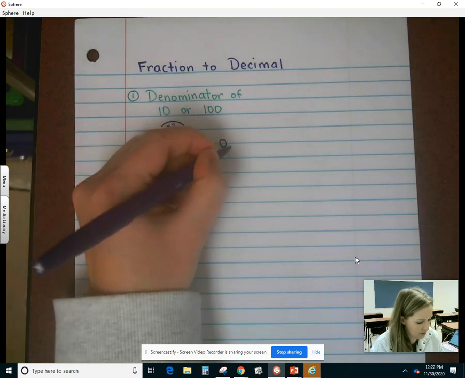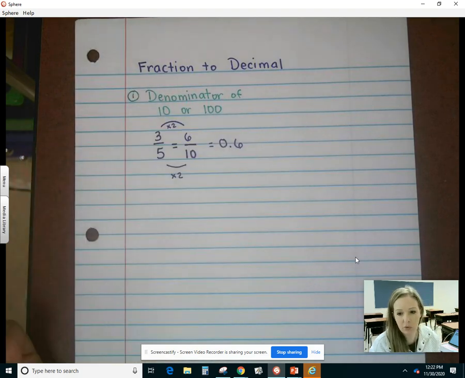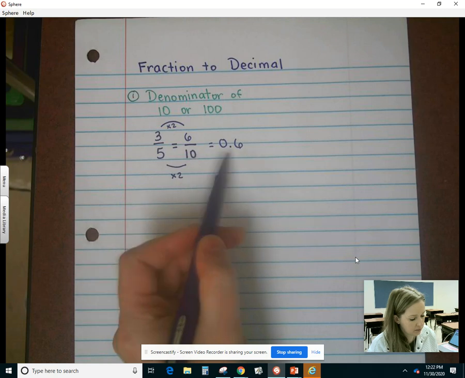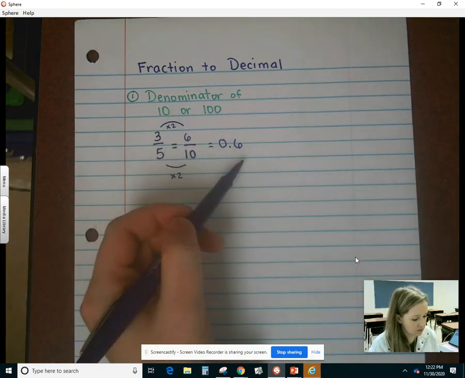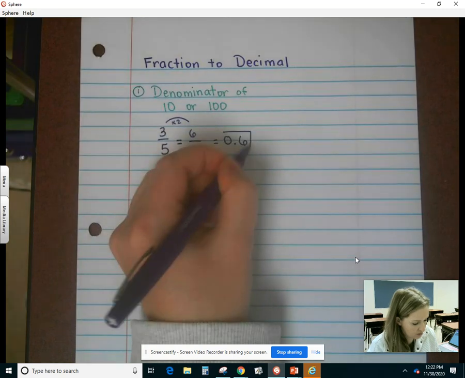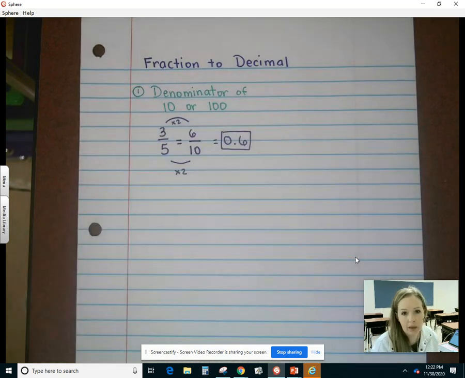And 6/10 is also a decimal. So even though these look different, we would read them the same way. So 6/10 is 6/10, which is the decimal, 0.6.